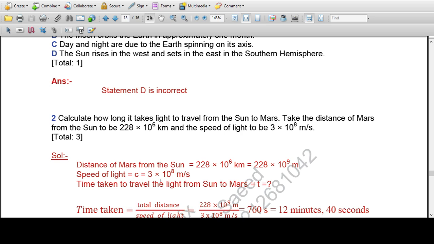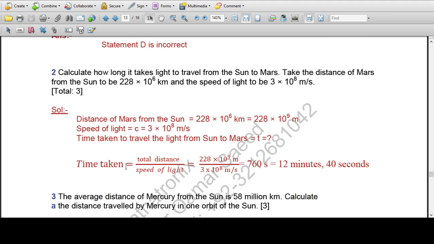So the speed of light is 3 into 10 to the power 8 meters per second. The time taken for light to travel from the Sun to Mars is obtained from the total radial distance and the speed of light. So we divide, and we have got 12 minutes and 40 seconds, that is 760 seconds, and we can express it in terms of minutes and seconds.